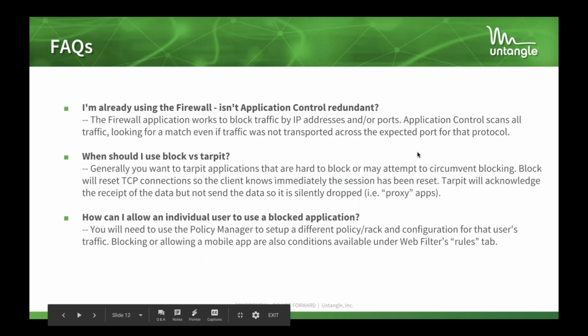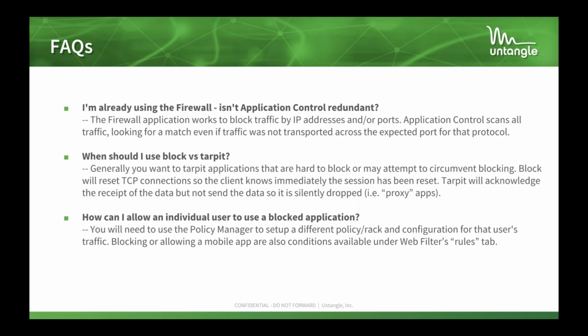All right. So here's some frequently asked questions about app control. I'm already using Firewall. Is app control redundant? The Firewall app works to block traffic by IP addresses and/or ports. So you saw those conditions in app control. This is scanning all traffic, looking for a match, even if it's not coming across that expected port for that protocol. So maybe your Facebook app is using a different port today. It's going to be able to catch that in application control based on the signature.